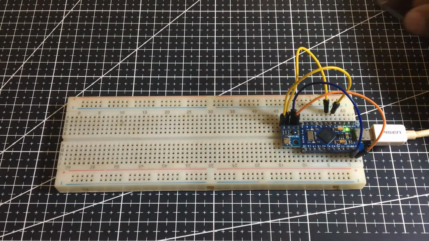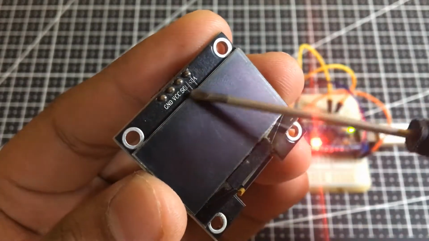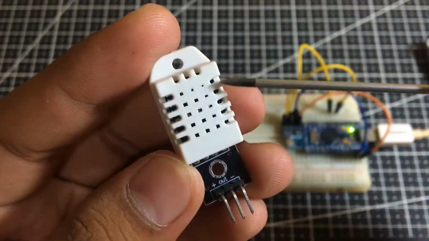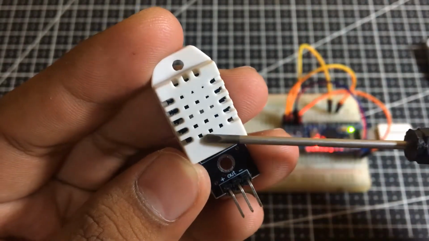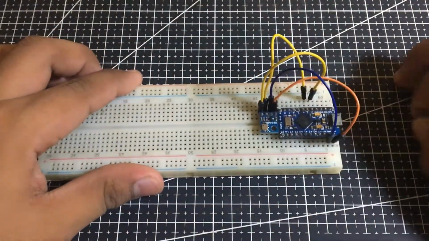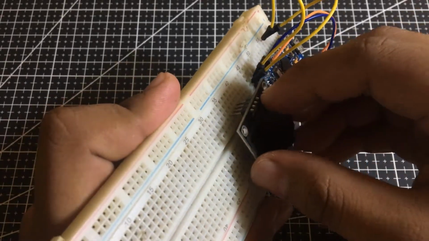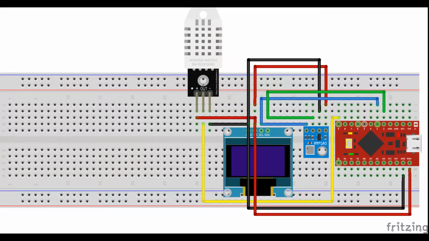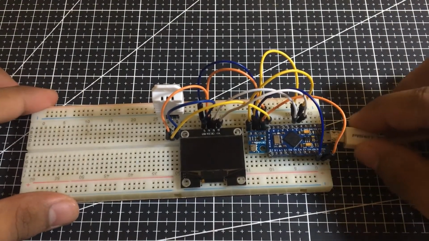Next, I want to print this data on this 128x64 monochrome OLED display, and I will be using this DHT22 to measure humidity since the BMP180 cannot measure the humidity in the air. Now, let's hook up those previously mentioned components to one another according to this finalized diagram. And after that, it's time for programming.